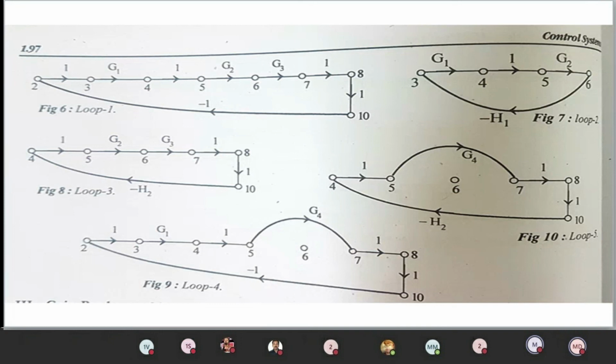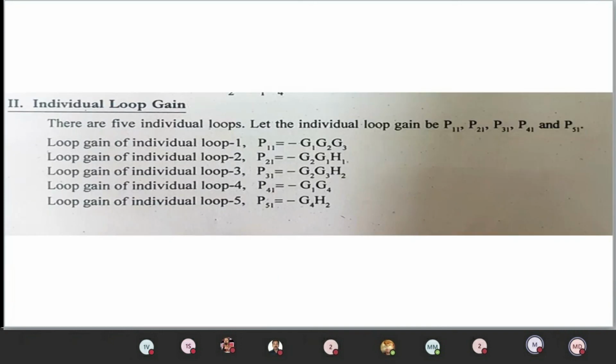Loop gain. For first loop, minus G1, G2, G3. For second loop, minus G1, G2, H1. For third, minus G2, G3, H2. Fourth, minus G1, G4, and minus G4, H2 for 5.